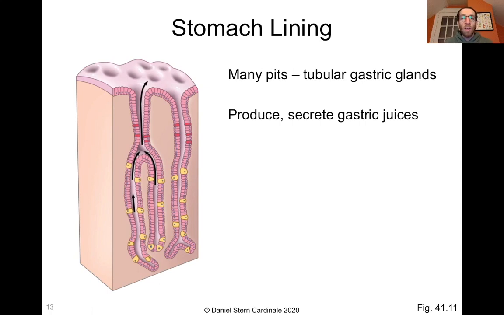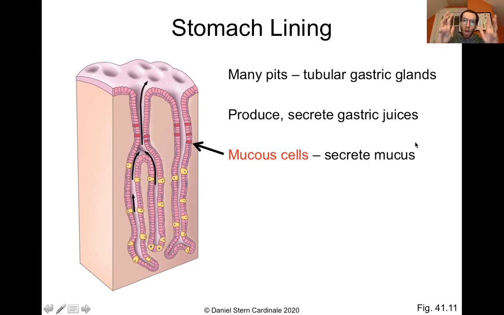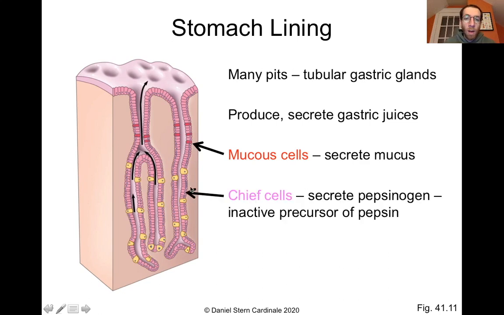There are 3 distinct types of cells involved in this process. The first is mucus cells, which are shown in red here. These are going to secrete a protective mucus that's going to coat the lining of the stomach to keep it safe from the otherwise dangerous acidic environment. In pink, we have chief cells. These are going to secrete a protein called pepsinogen, which is the inactive precursor to an enzyme called pepsin, and we'll see how that works in just a minute.